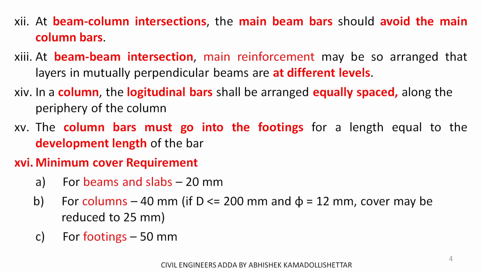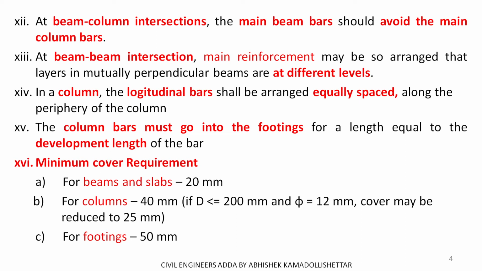Minimum cover requirement. For beams and slabs, the minimum cover is 20 mm. For columns, 40 mm. When the depth is less than 200 mm and the diameter is equal to 12 mm, cover may be reduced to 25 mm.